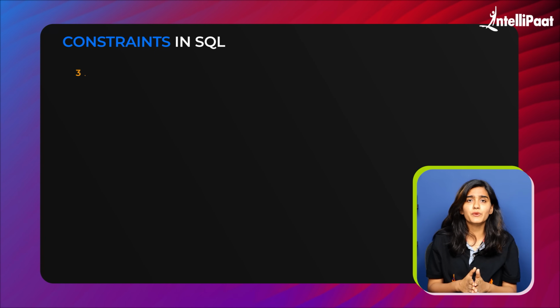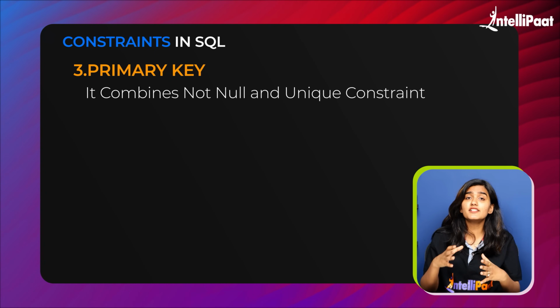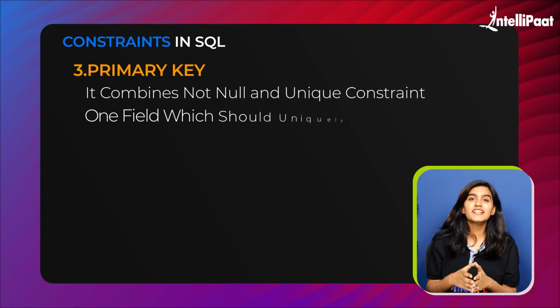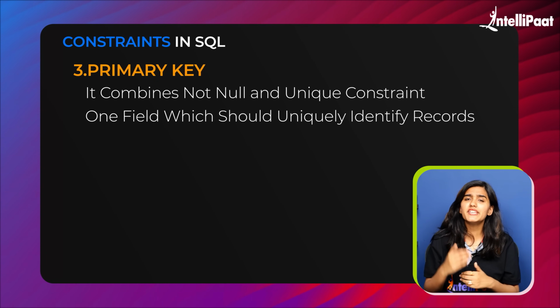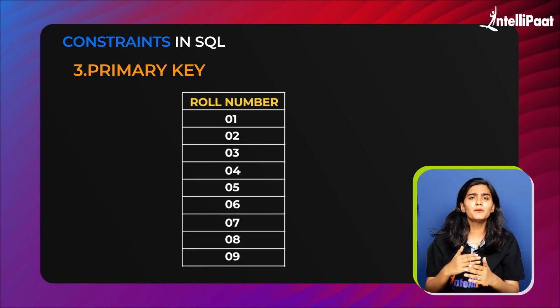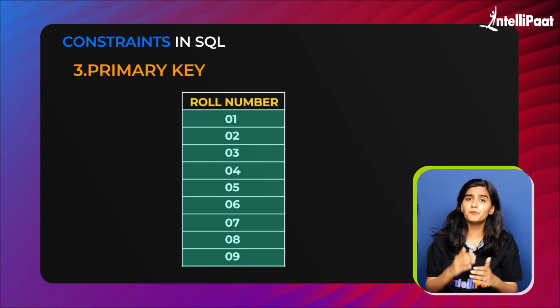Coming to our third constraint, which is primary key. It combines not null and unique constraints, meaning there should be only one field which uniquely identifies records. As I discussed in the previous question, your roll number serves as the primary key.